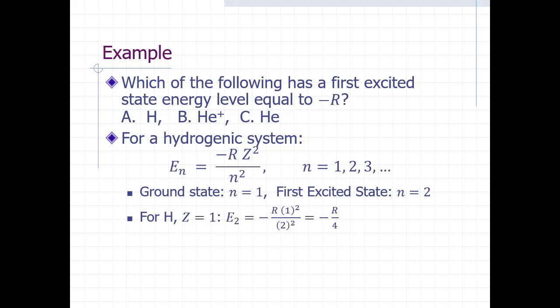For a neutral hydrogen atom, Z equals 1. Plugging in 1 for Z and 2 for n into the formula gives us a first excited state energy of -R/4. For a helium ion with a +1 charge, Z equals 2. Plugging in 2 for Z and 2 for n gives us a first excited state energy of -R. So, the correct answer is choice B.